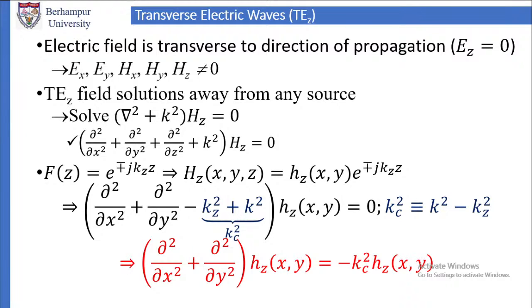So k square c, once we define that in this manner, this differential equation becomes (∂²/∂x² + ∂²/∂y²) operating on small h subscript z, which is a function of x and y only. Z we have already taken care of. That is equal to minus k square c, and everything we have taken on to the right hand side. The k square part is taken to the right hand side. So minus k square c hz(x,y). So this is the differential equation that we have to solve.